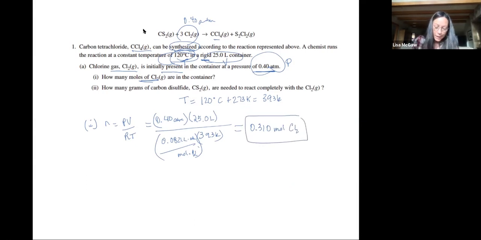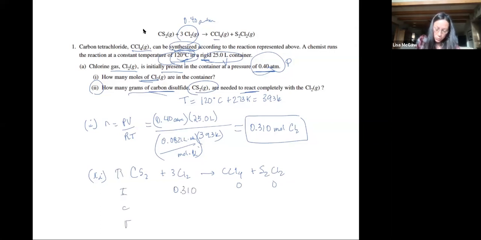So that answers part I. But then in part II, the question is how many grams of carbon disulfide are needed to react completely? Let me try my little table here. CS2 plus 3 chlorine goes to CCl4 plus S2Cl2. Initially I know that I'm starting with 0.310 moles of chlorine. I want to end up with 0 of CS2 and 0 of chlorine. It wants to completely react every bit of that away.